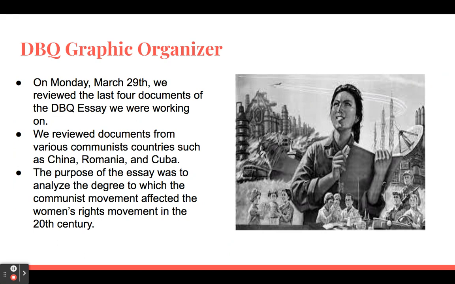On Monday, March 29th, we reviewed the last four documents of the DBQ essay we were working on. We reviewed documents from such various communist countries as China, Romania, and Cuba. The purpose of the essay was to analyze the degree to which the communist movement affected the women's rights movement in the 20th century.